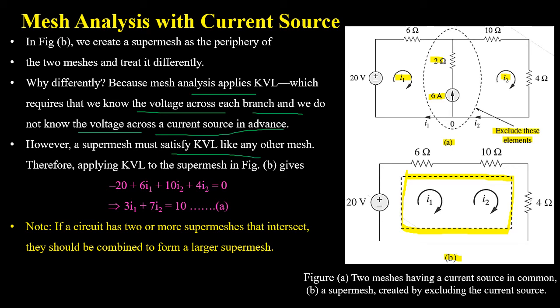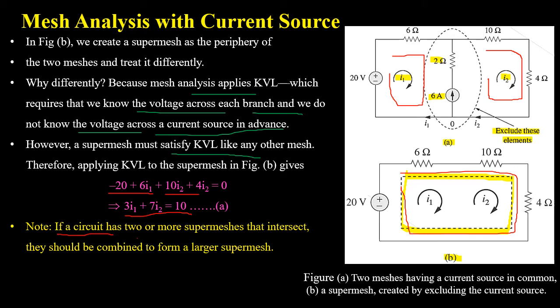Now apply KVL on the super mesh. The equation will be minus 20 volt plus 6I1 plus 10I2 plus 4I2 equals 0. And on solving we will have 3I1 plus 7I2 equals 10. Also note down that the 6 ohm resistor is a part of mesh 1, so the current through it will be small I1, whereas the 10 ohm resistor and 4 ohm resistor are part of mesh 2, so the current through these resistors will be small I2.